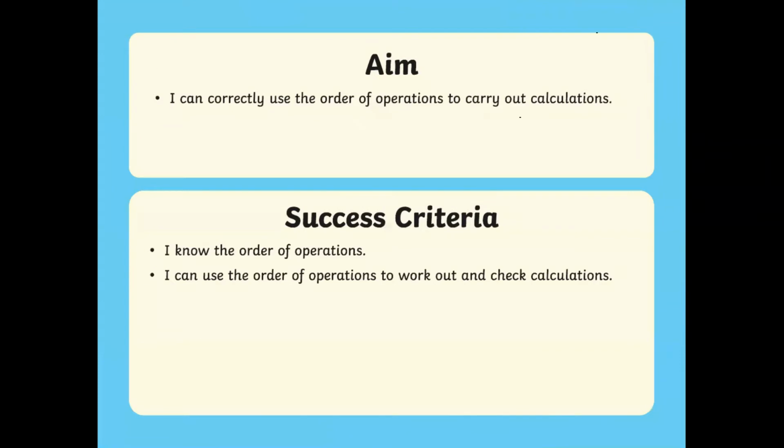means. Okay, so the aim of this lesson is that you can correctly use the order of operations to carry out calculations. And the success criteria, how do we know that we completed this lesson successfully? You have to know the order of the operations that you have to calculate them in, and you also have to be able to use the order of operations to work out and check calculations. So this whole lesson is going to be about order of calculations and operations.